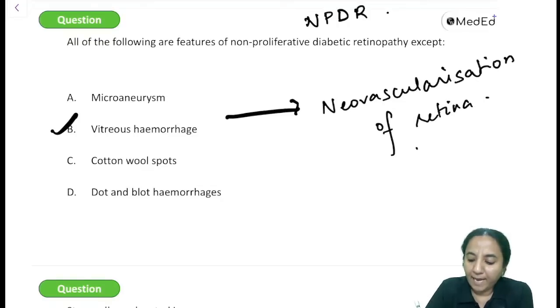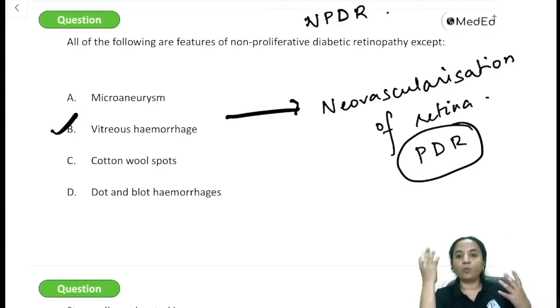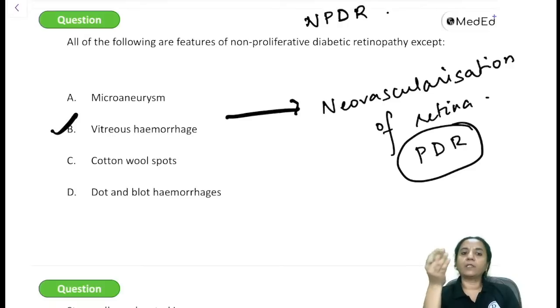So this is actually PDR. This is a feature of proliferative diabetic retinopathy. Vitreous hemorrhage is caused by the new blood vessels, the new vascularization of the retina. These new blood vessels are friable and fragile and they rupture, giving rise to VH. So it is not a feature of NPDR, it's a feature of PDR. The others, microaneurysms, cotton wool spots and dot blot hemorrhages, are all features of NPDR.